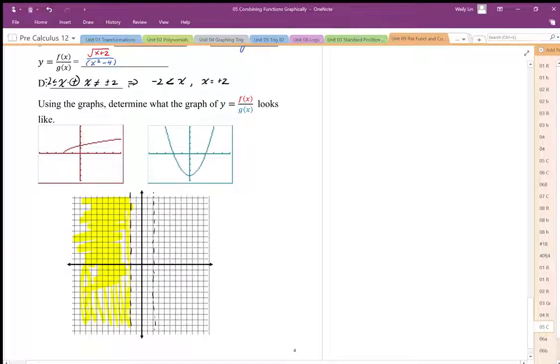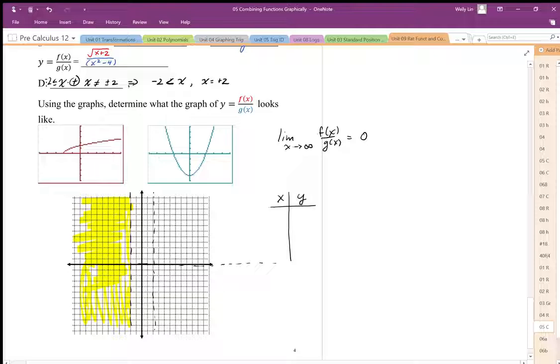And I should also observe that as x gets really big, so I'm going to write this as a limit, as x goes to infinity, f of x over g of x, since the denominator is more powerful than the numerator, this is going to tend to 0. So I can expect the graph to tend towards that line. I'm going to make a table of values here just so that I have some coordinates to work with.